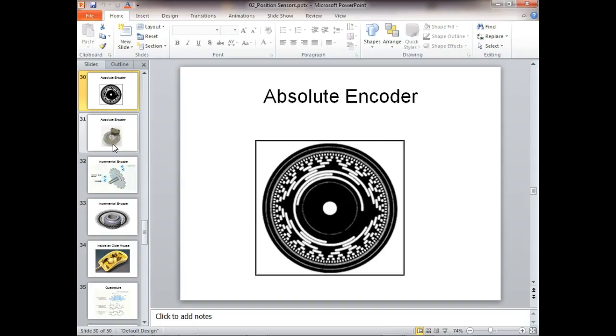But the incremental encoder has no limits. It's got basically one band, maybe two. If it does have another band, then it's going to be nothing but one mark that indicates an index mark that we might use to set the origin. But I haven't seen anything that I know of that uses an index mark to set the origin. Usually they set the origin electronically or clear it through a program.